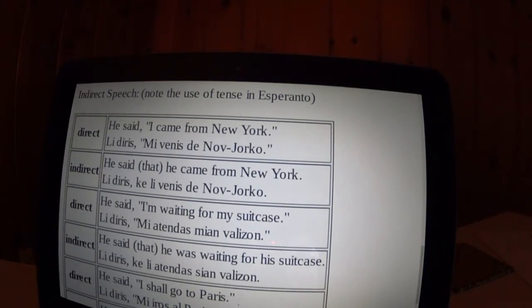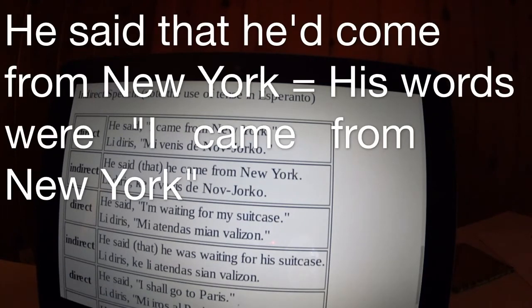So he said, I came from New York. The words that came out of his mouth were, I came from New York. If we were to say that in Esperanto, also in quotes, we would say it the same way, Mi venis de Novjorko. But if we want to say it indirectly without the quotes, he said that he came from New York. I actually think that should be, he said that he'd come from New York.